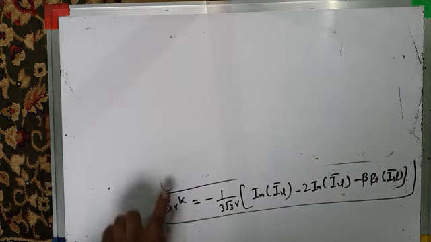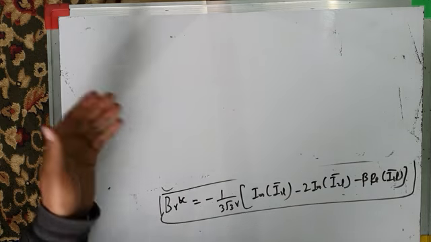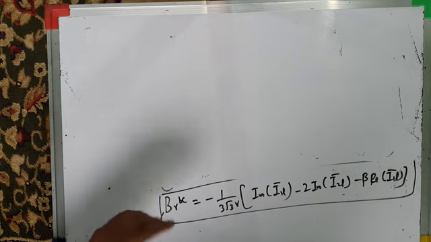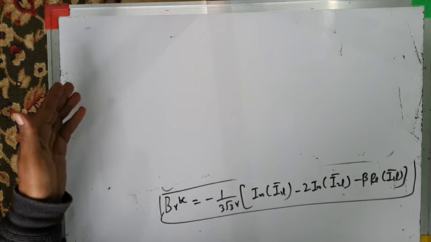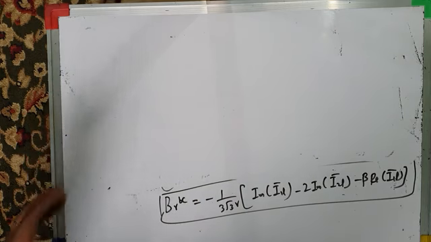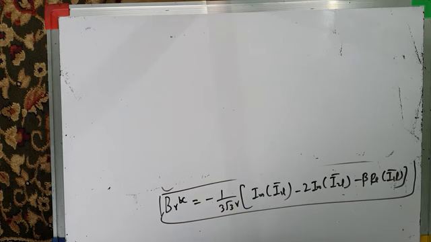Similarly, once you have found B gamma BC, then again you can put this B gamma BC into the original equation and you will get the other values of B gamma. Like you will get B gamma CA.